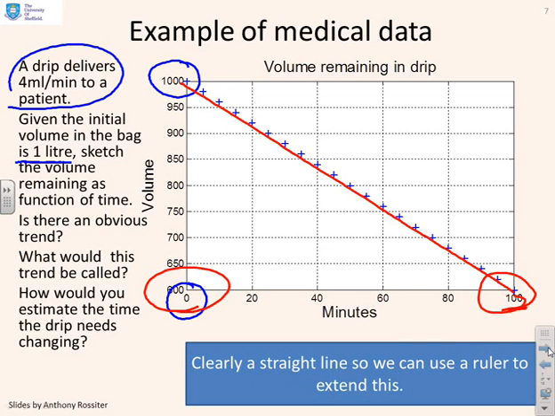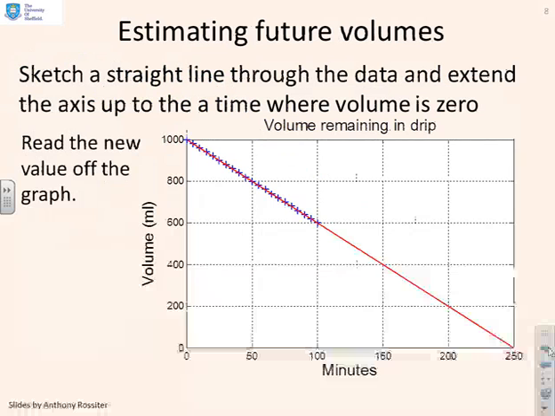So we're going to do the same trick we did before. We're going to draw this straight line, and we're going to extend it until we get the drip empty. There we go then. You'll see I've extended the time axis as far as I need to. As it happens in this case, it's around 250 minutes, and we've extended the volume axis so that we get to 0 volume. And what do you notice? You get to 0 volume in about 250 minutes.